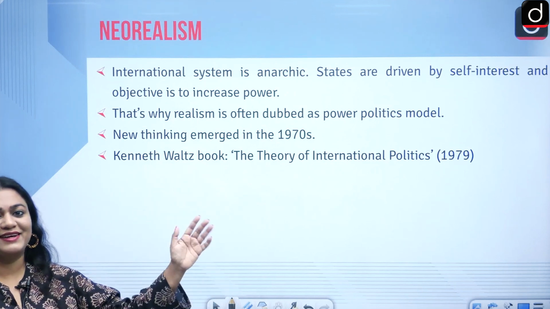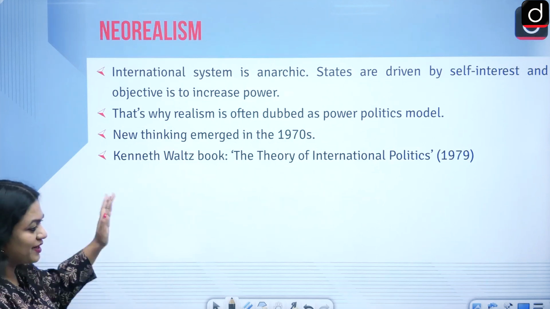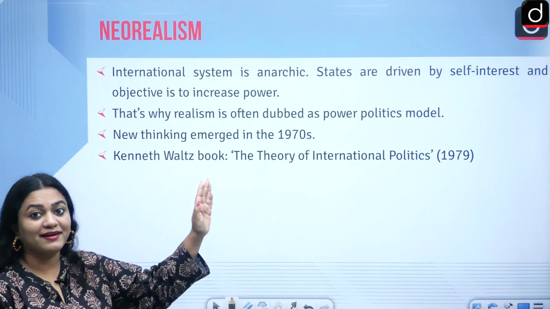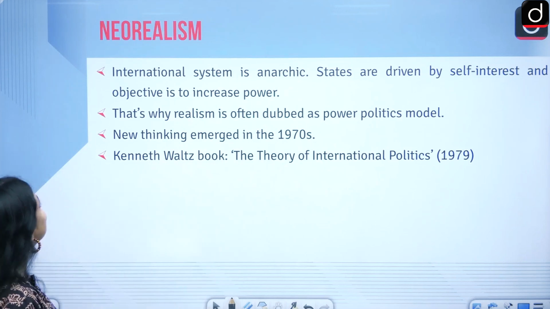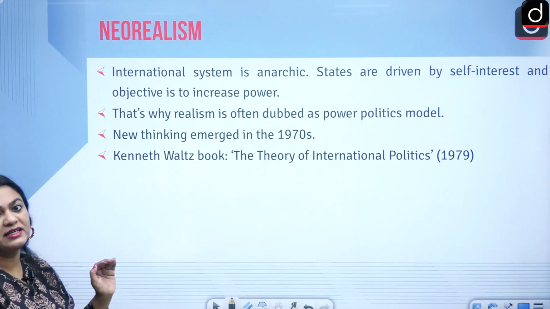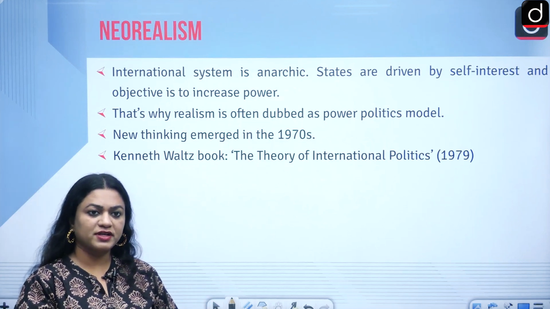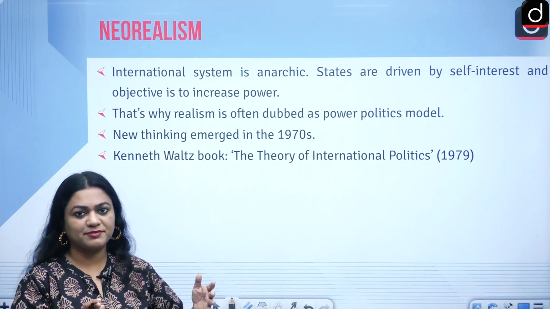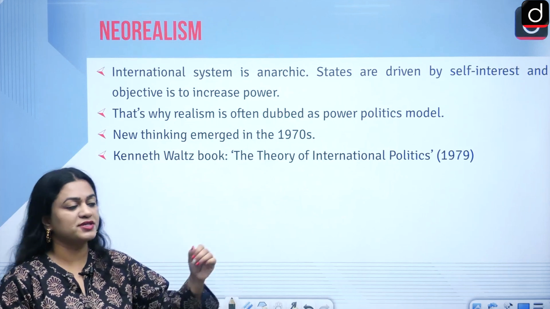Now, the second one is neorealism. Here they do accept, like the realists, that the international system is anarchic. States are driven by self-interest and the objective is to increase their power. And here you will find two types of realism: offensive realism and defensive realism, or the debate between the power maximizers versus the security maximizers. That is why realism is often dubbed the power politics model.